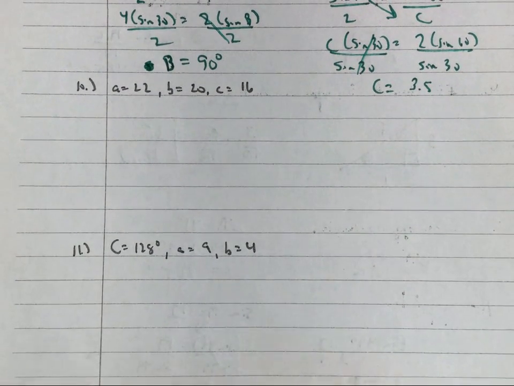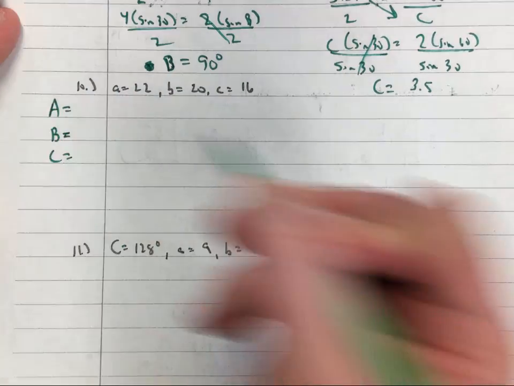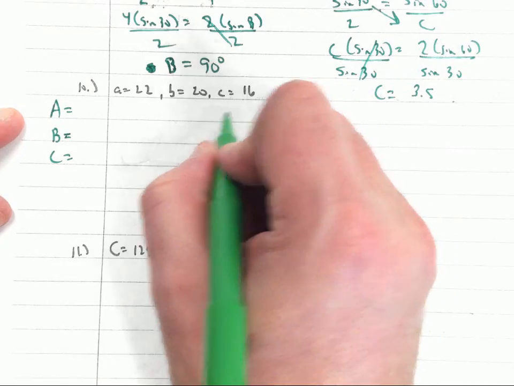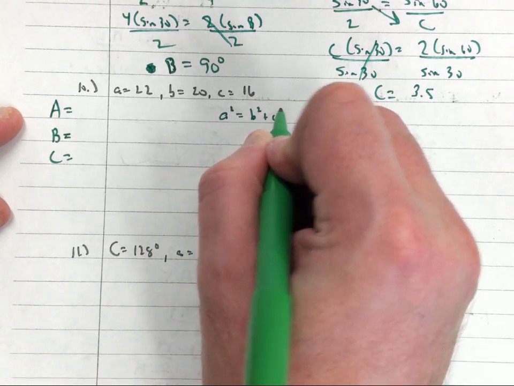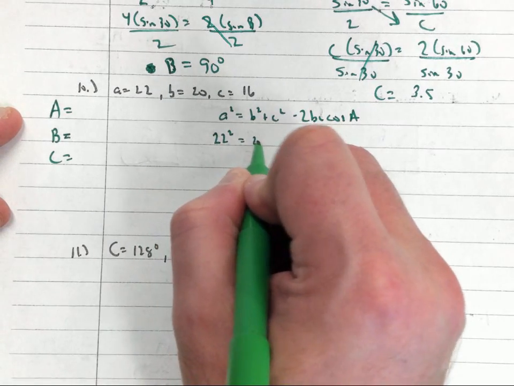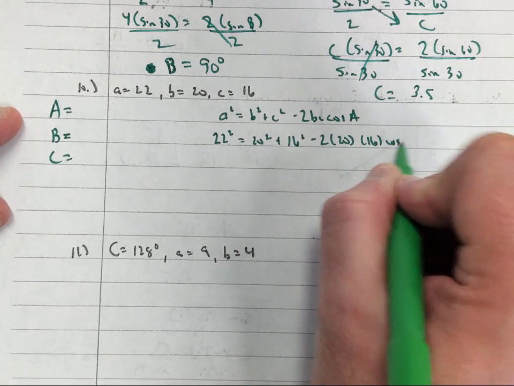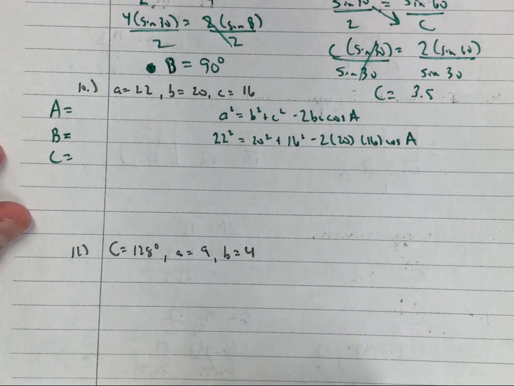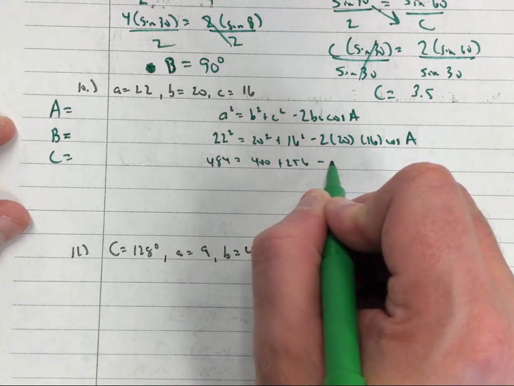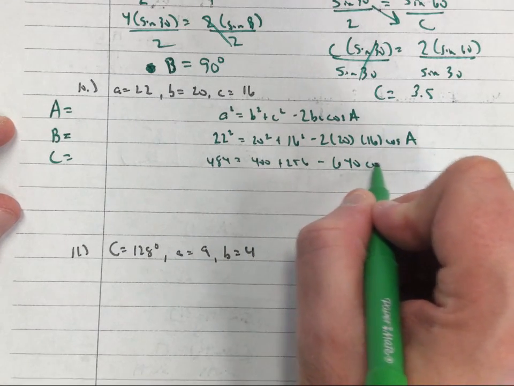All right. Like you said, law of cosines. So I need to find angle A, angle B, and angle C. They're capital letters, so you know they're angles. All right, I'm going to go with A first. A squared equals B squared plus C squared minus 2BC cosine of A. 22 squared equals 20 squared plus 16 squared minus 2 times 20 times 16 cosine of A. Set my problem up like that. 484 equals 400 plus 256 minus 640 cosine of A.